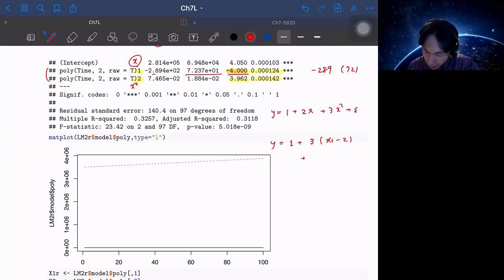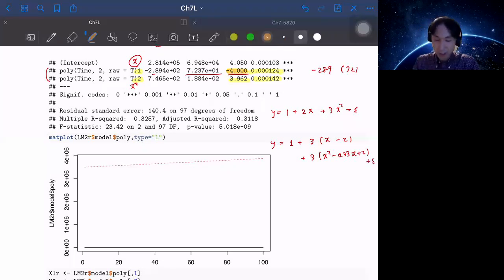If the function is this, then the other fitted function is this, and maybe 3 times x squared minus 0.33 times x, and minus 6 plus 1 minus 5. So 1 minus 6 minus 5 plus 6 plus 2.